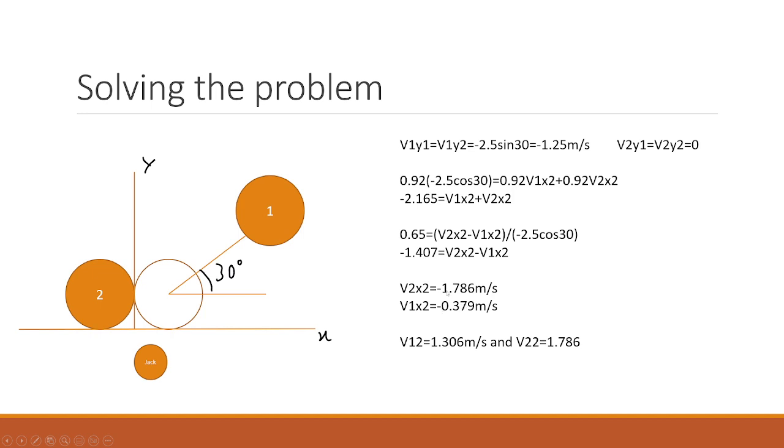Now that we have the velocity in both the y and x directions of both of these balls, we can just plug it into the Pythagorean theorem, and we will get the final velocity of the first ball equal to 1.306 meters per second, and the final velocity of the second ball equal to 1.86 meters per second. And that's it. That's how you solve this specific impulse and momentum problem.